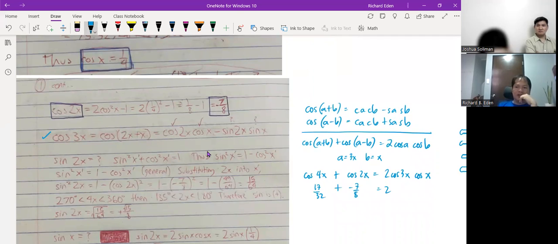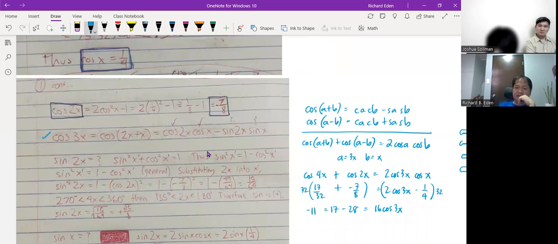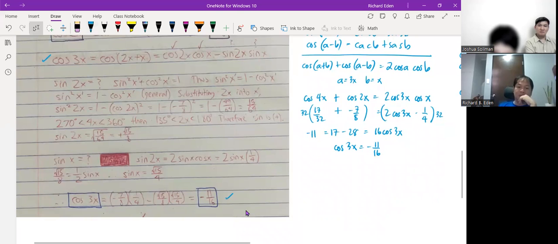Oh, we're looking for the cosine of 3x. The cosine of x is 1/4. So let's clean things up. Let's multiply everything by 32. So the left side is going to be 17 minus 28. Here on the right side, 32 over 4 is 8 times 2, 16. 16 cosine of 3x. 17 minus 28 is negative 11, which means cosine of 3x is negative 11 over 16, which is what you ended up with.